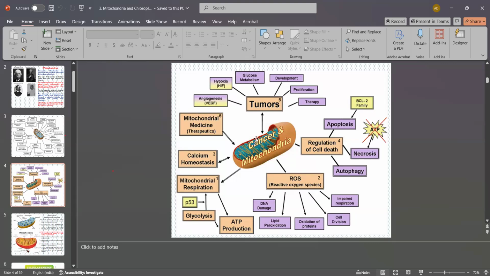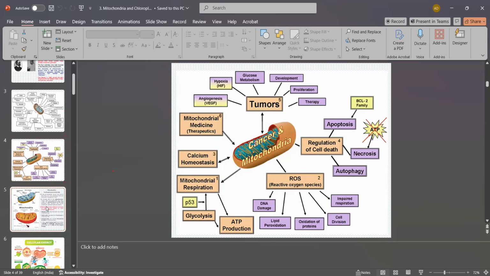The first is the nucleus, the second is mitochondria, and the other one is chloroplast. These three play a major important role in plant growth and development. In animals, the first is the nucleus and the second is mitochondria.